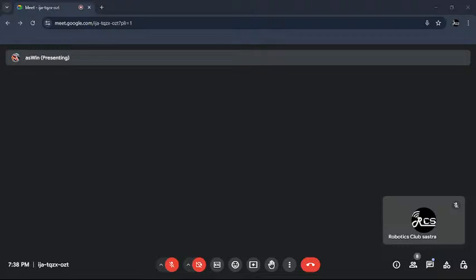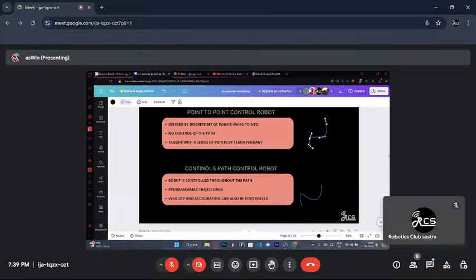Okay, speaking of a mobile robot, something which can move like the Tesla, which can automatically drive itself, they can be controlled in two ways: point-to-point. Bro, control the... the screen is not visible. Wow.